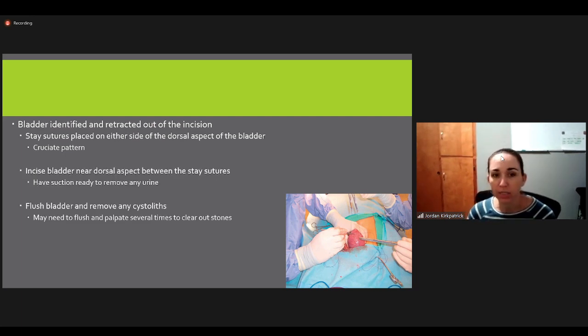And then you incise the bladder near the dorsal aspect between the stay sutures, which is what this blade is doing here. And you want to have suction ready. This is a full suction tip. As soon as the bladder is incised, you put it in the bladder to get any urine out. The next step is then to flush the bladder with saline and remove any stones that are in there.